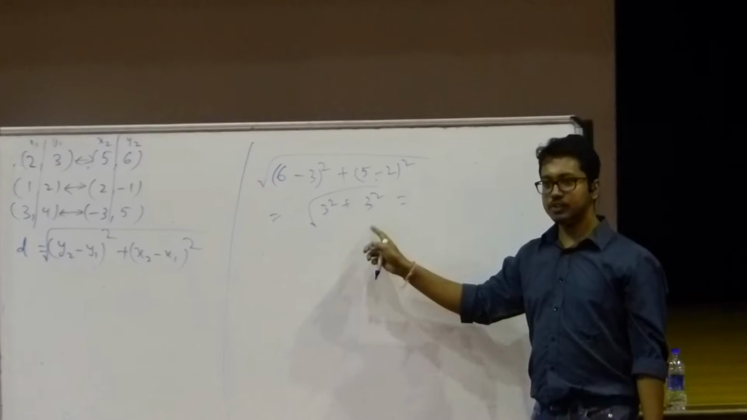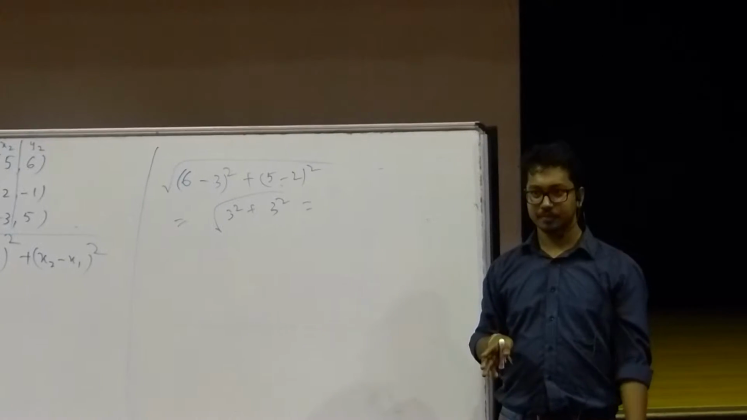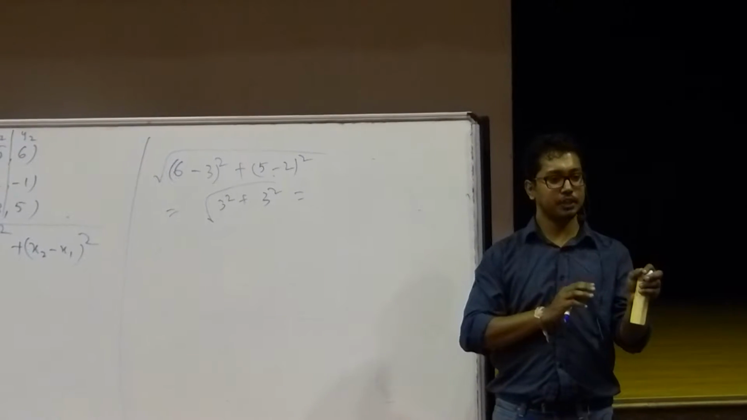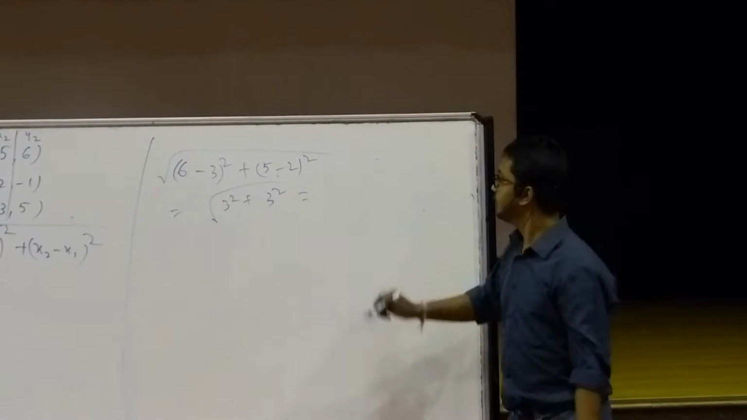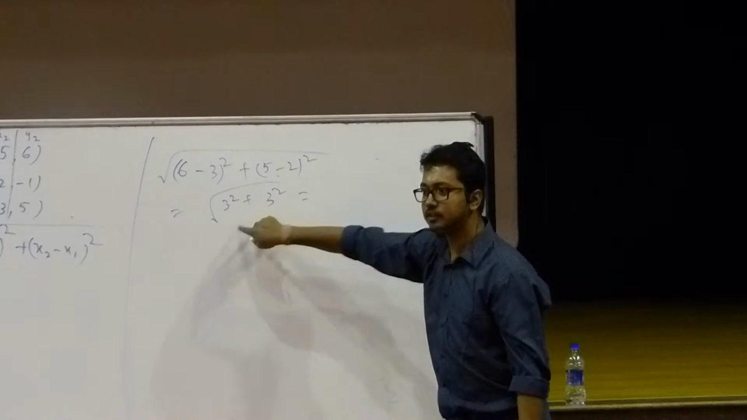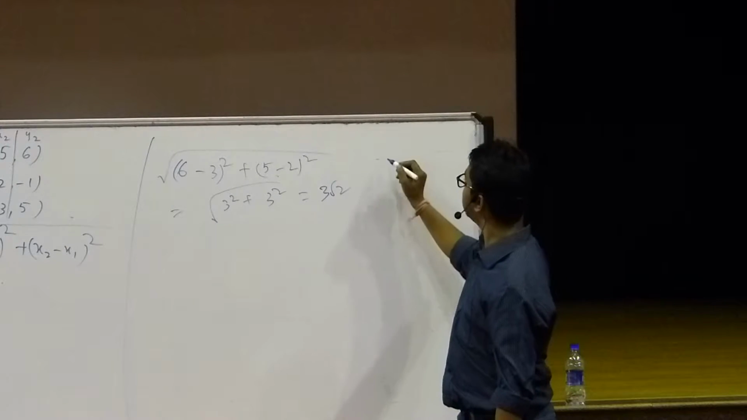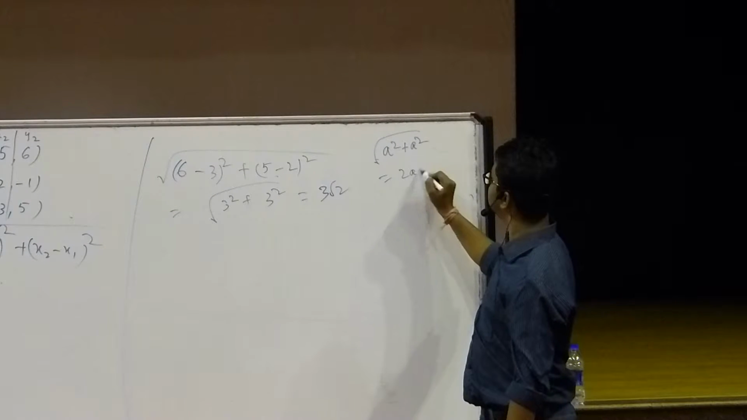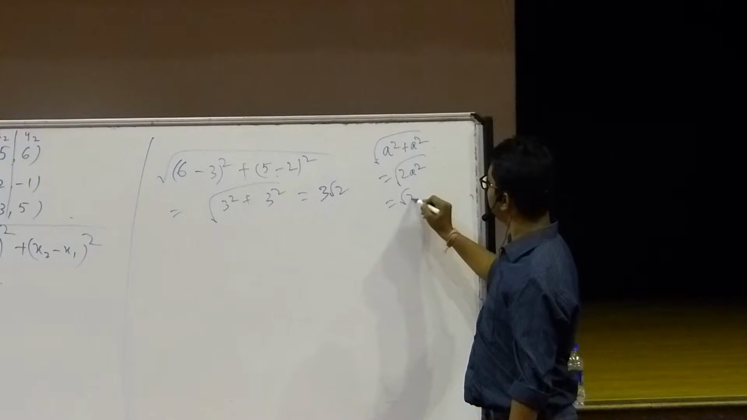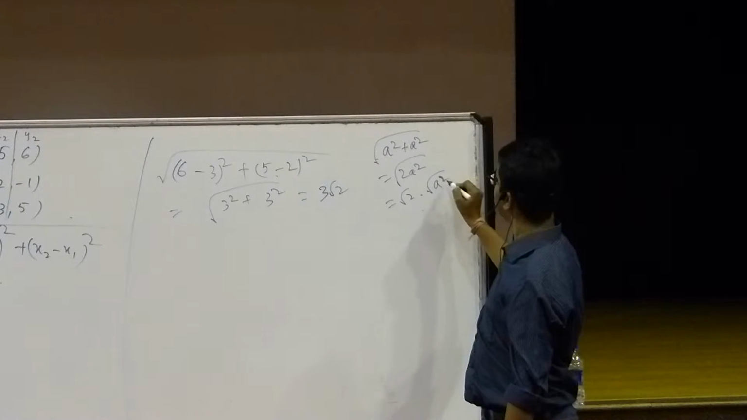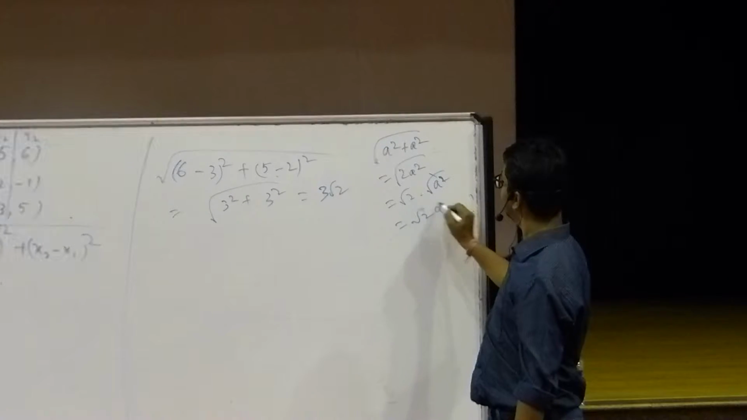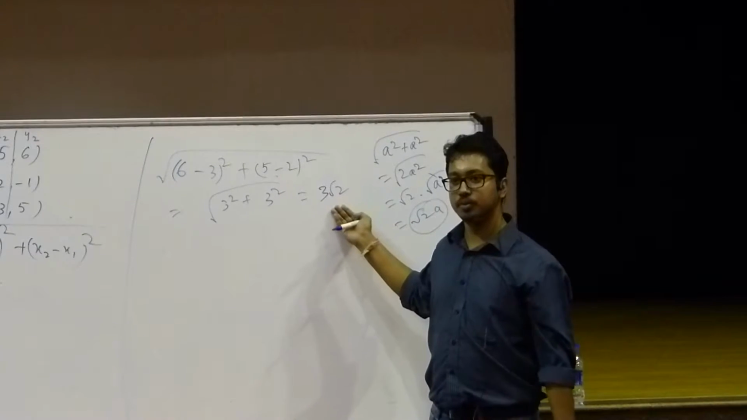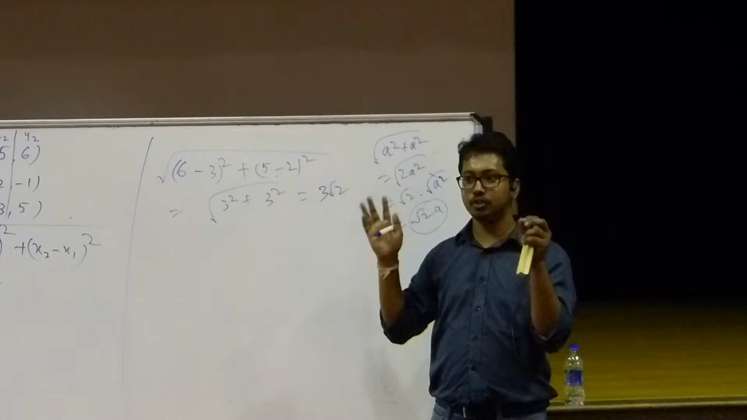When such a thing comes, you don't have to calculate. Don't go to 18 and then make it 3 root 2. I'll tell you: when both are the same and squares, it will be 3 root 2. A square plus a square is 2a square, which is root 2 into root a square. This goes root 2a. So this will be 3 root 2. Don't skip steps, but keep this in mind.